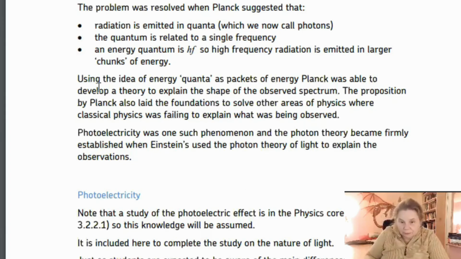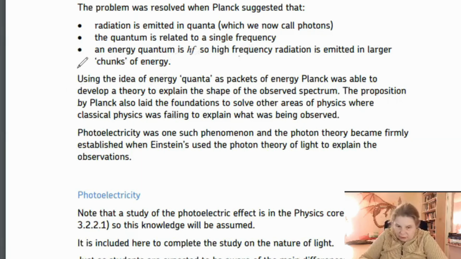Okay, so the quantum is related to a single frequency, and this is Einstein's equation, E = hf. Einstein's equation is also hc over lambda. And I suppose I ought to put a photon subscript there because it's the energy of a single photon. So Planck said the quantum is related to a single frequency, and the energy quantum is hf, so high frequency radiation is emitted in larger chunks.